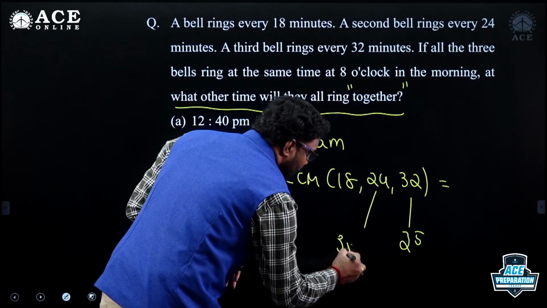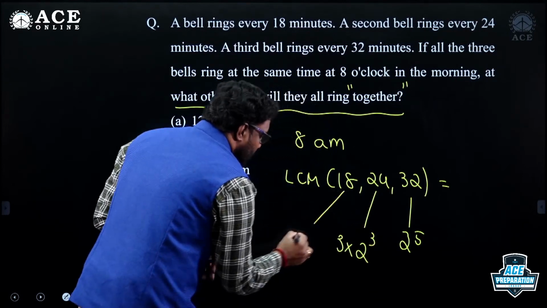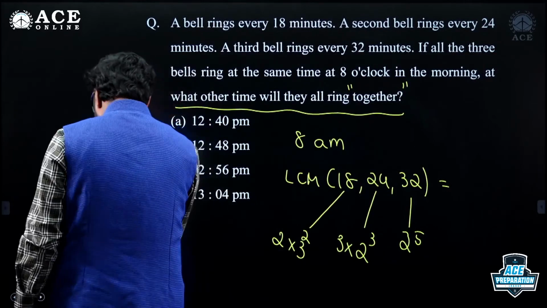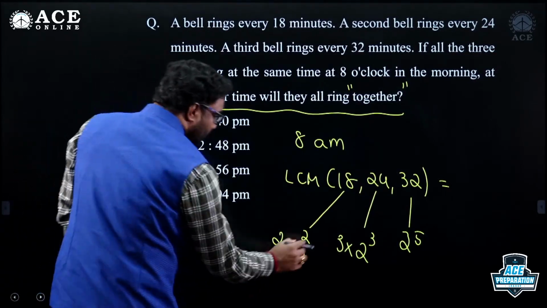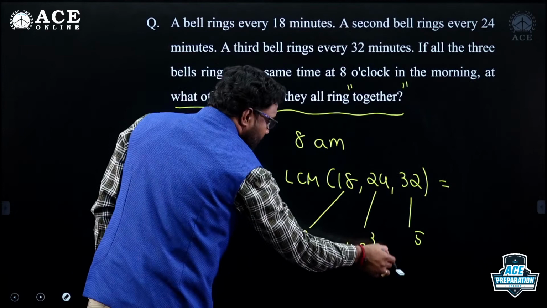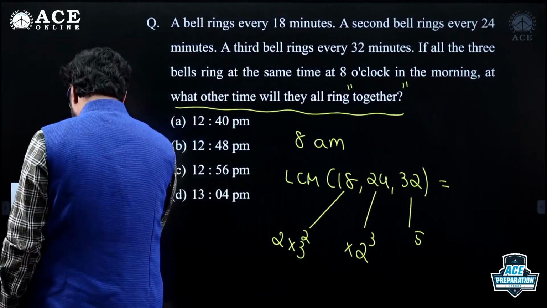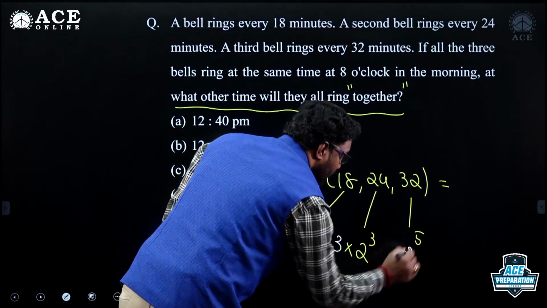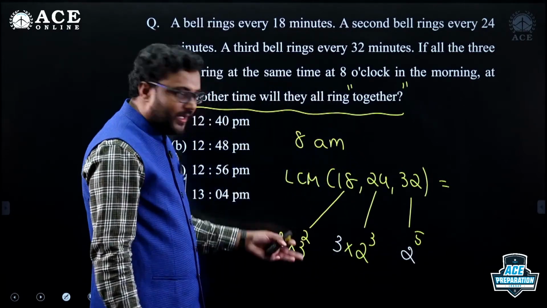24 is 3 into 2 cube. This is 2 into 3 square. The best method is writing it like prime number power only, my dear friends. There are many methods, but the one that helps us solve the question faster is writing it as a prime number power. Now, the prime numbers involved are 2 and 3 only.